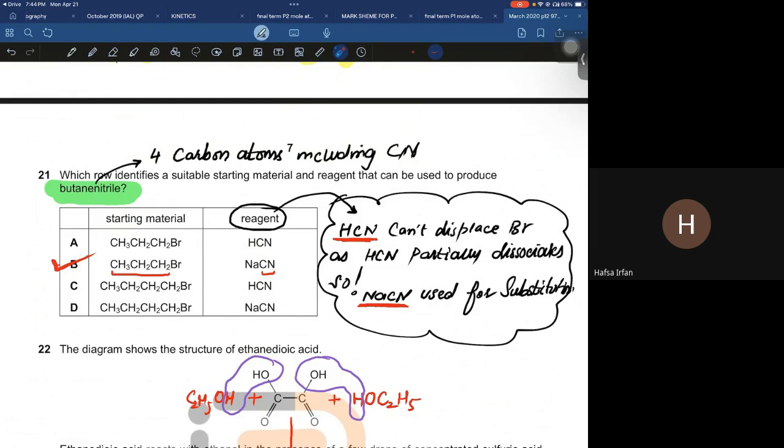Why not options C and D? Because the starting material already has four carbon atoms, and when the bromine is substituted by the nitrile, there would be five carbon atoms. That would be called pentane nitrile, but I need butane nitrile. So that's why option B is correct.